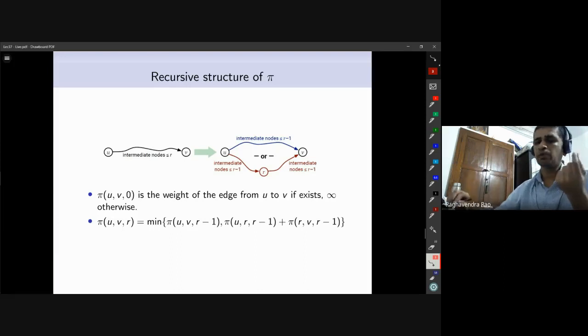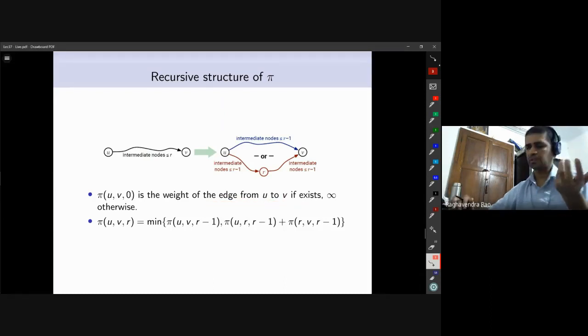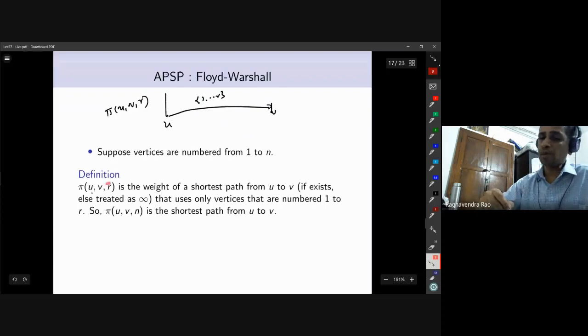Now what happens if I put r as 0? It is the base case, when no intermediate vertex needs to be used or can be used. That's basically the edge from u to v. So pi uv is the weight of the edge from u to v if it exists, otherwise infinity, of course. The only thing is this may not be defined at all. There may not be a path from u to v that uses only vertices from 1 to r. In that case, we just treat it as infinity.